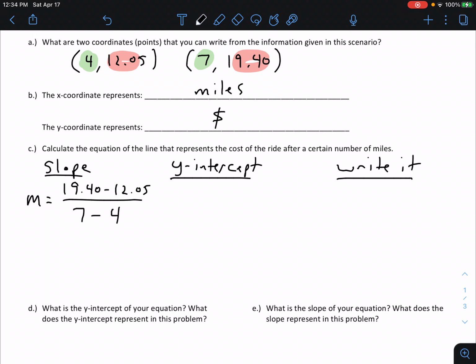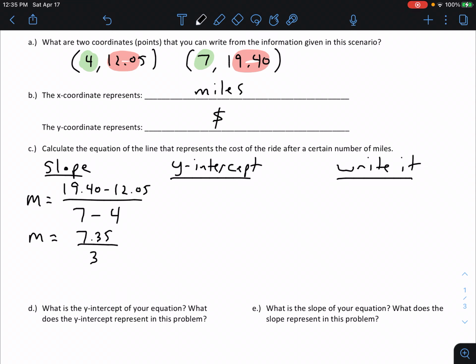Okay, you'll notice that this slope is going to end up being positive because the cost per mile is going up, right? So your total cost is going up. Each mile that you go, it costs you more money. So that's why it's a positive slope. So we're going to simplify this. $19.40 minus $12.05, that's $7.35. So I'm going to write 7.35 divided by 3.